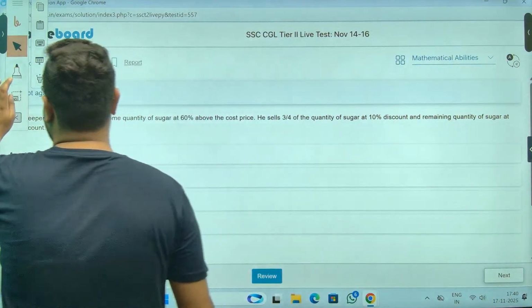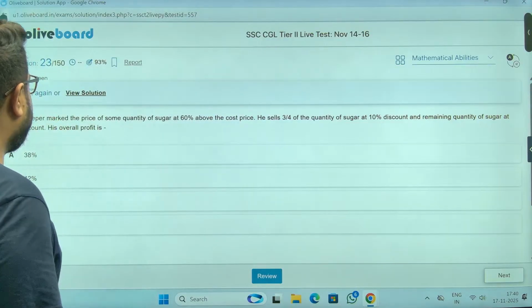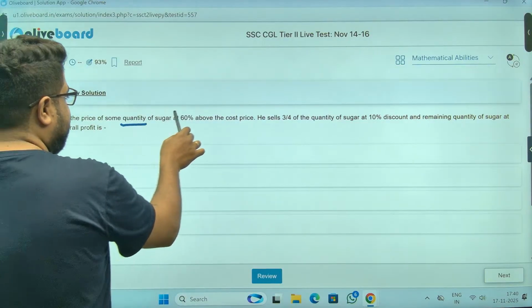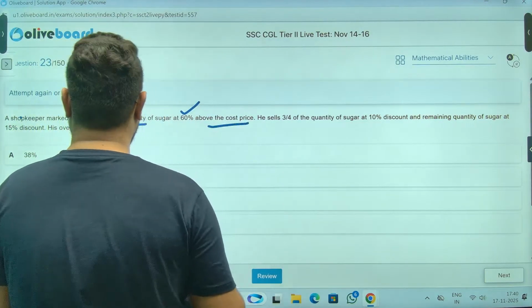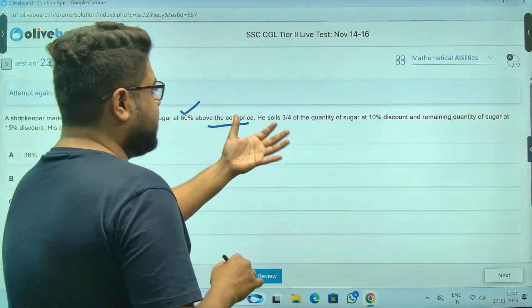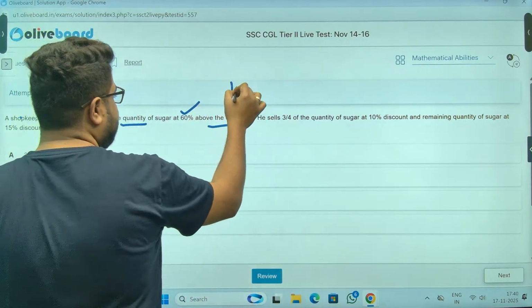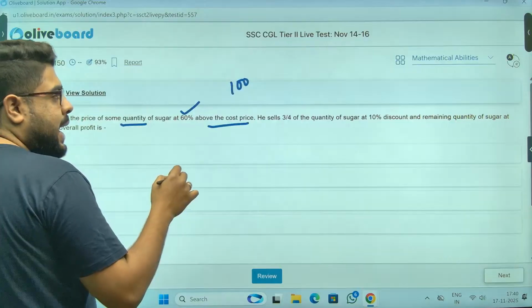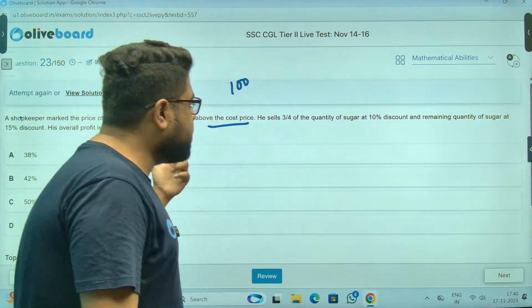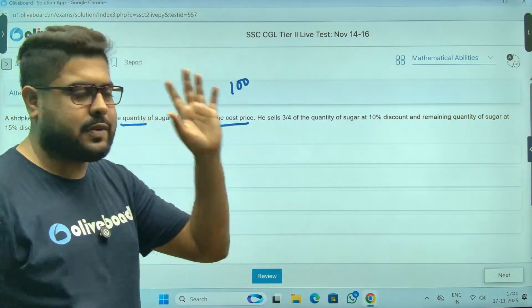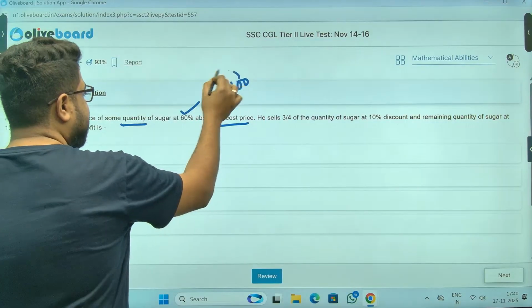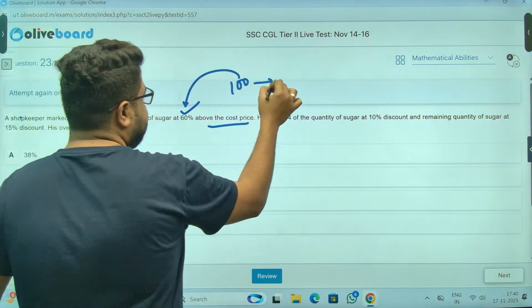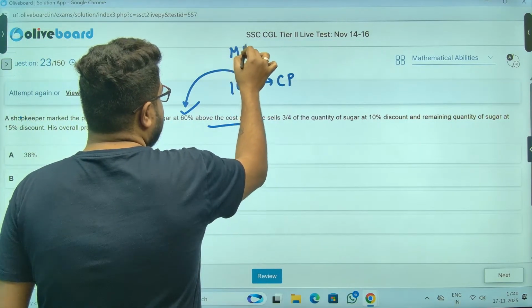Next one. A shopkeeper marked the price of some quantity 60% above CP. 3/4 of this. CP is 100 rupees. I'm not taking 100x because no value is mentioned here, so 100 is okay. MP is 60% above CP, so MP will be 160.